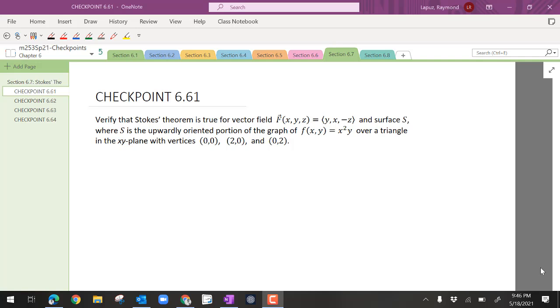This is checkpoint 6.61. They want us to verify Stokes' theorem is true for the vector field F of x, y, z is equal to y, comma x, comma negative z, in the surface S, where S is the upwardly oriented portion of the graph z is equal to x squared times y over a triangle on the xy plane with vertices 0, 0, comma 2, 0, comma 0, 2.